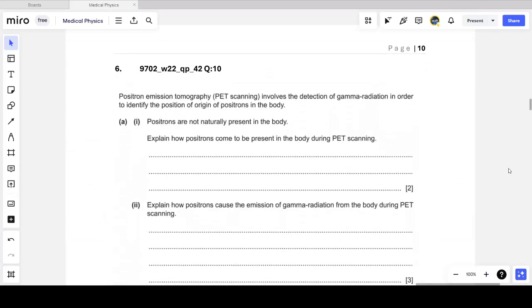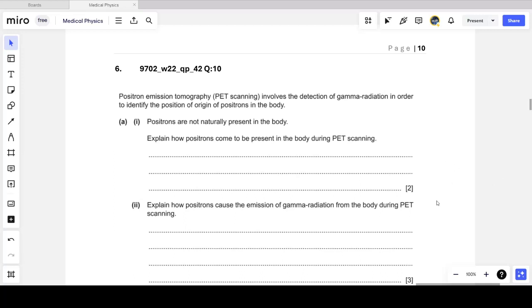Now the next question is question number 6. This comes from the winter exam of 2022, so winter being November, December 2022. It's question paper 4, variant 2, and it's question number 10 from that paper. We're told that positron emission tomography, or PET scanning, involves the detection of gamma radiation in order to identify the position of origin of positrons in the body. Now, positrons are not naturally present in the body, and we want to explain how positrons come to be present in the body during PET scanning.